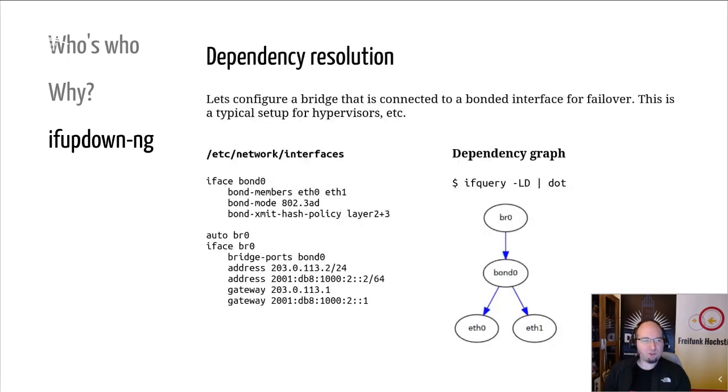A word on dependency resolution. As I said, we try to figure out what to configure in what order. The left example configures a bond, LACP bond, over two interfaces and the bridge on top of that. And as you can see on the right side, we build the tree or the graph based on these configurations by ourselves. So we know in what order to configure stuff, like eth0, eth1, configure them to a bond, and on top configure the bridge in that order, so all interfaces are present when we want to configure the next step.